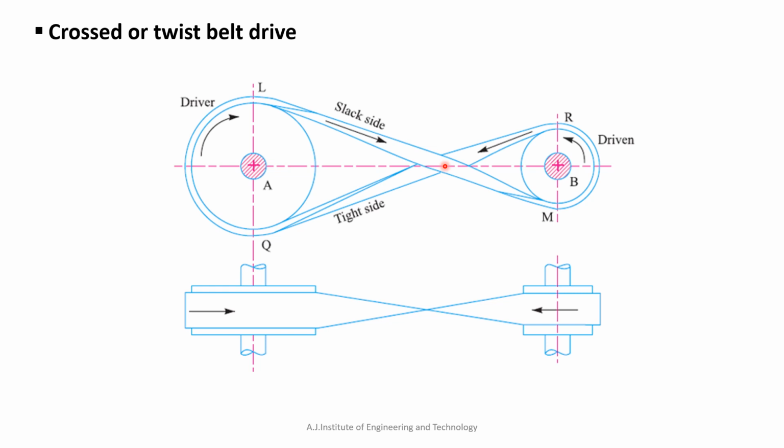Understood? I hope all of you understood the difference between the open belt drive and the cross belt drive. In an open belt drive, the driver and the driven both rotate in the same direction, but in a cross belt drive, the driver and the driven rotate in opposite directions.